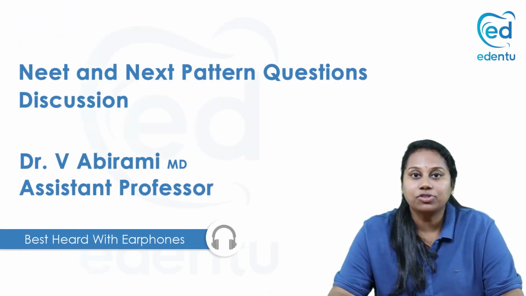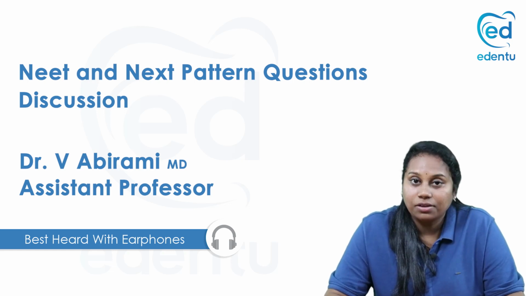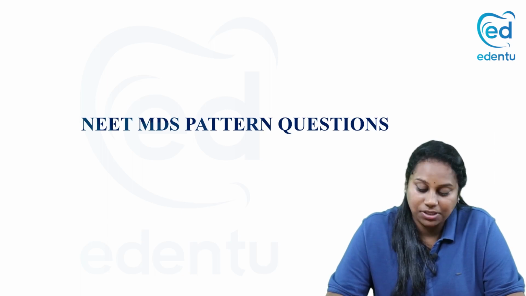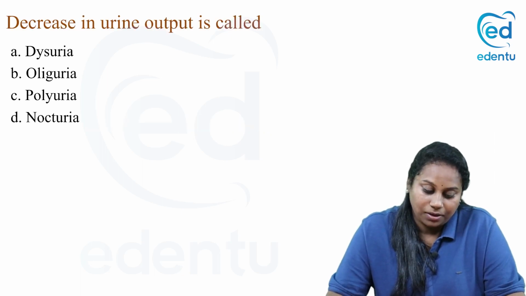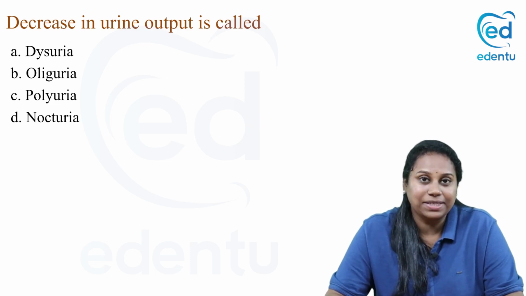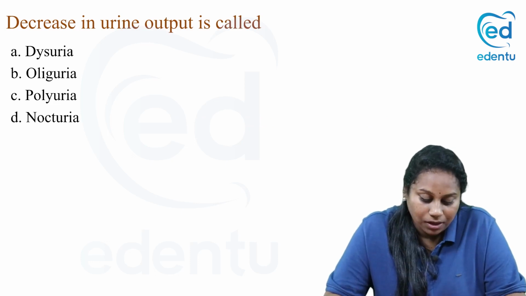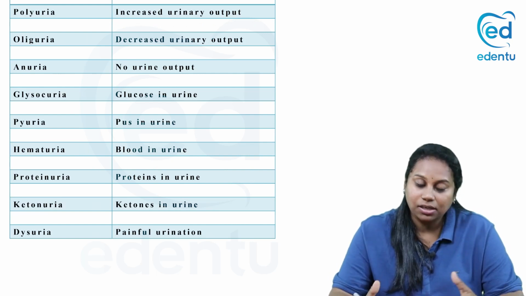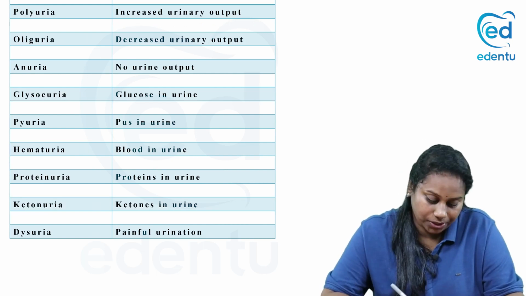Yes, having completed renal physiology, let's discuss a few repeat questions that were previously asked in your NEET MDS exams. Decrease in urine output is called as. This is basically a medicine question. So let's discuss all these terminologies and we'll get back to the question.